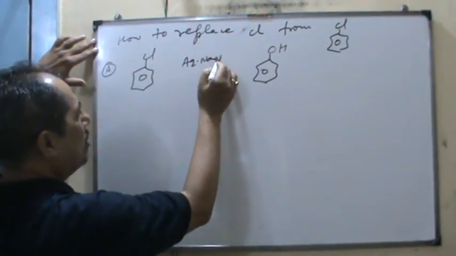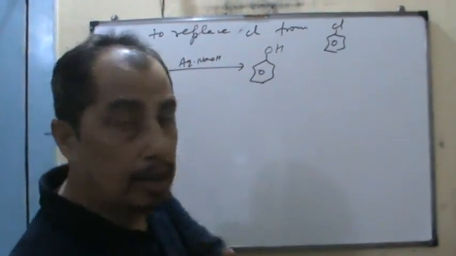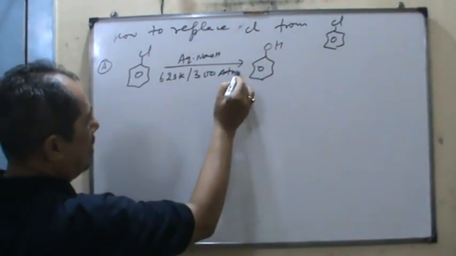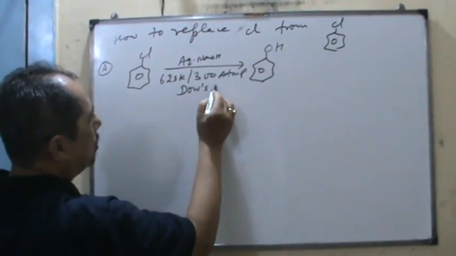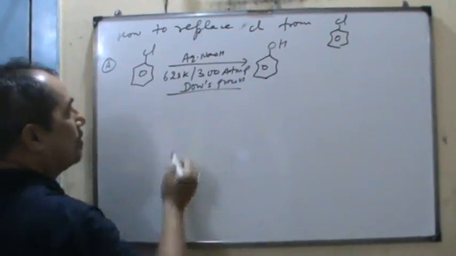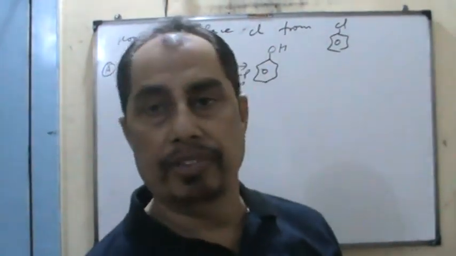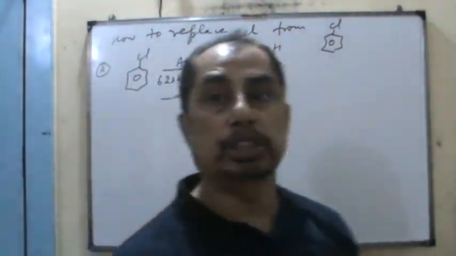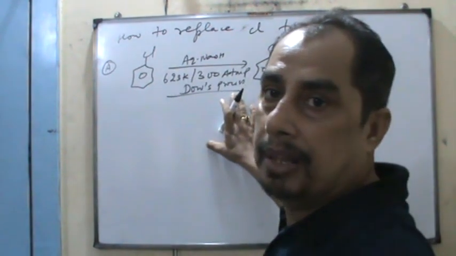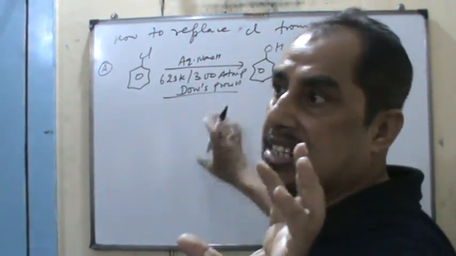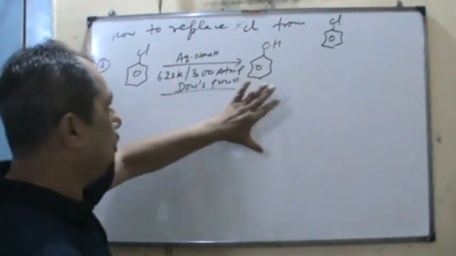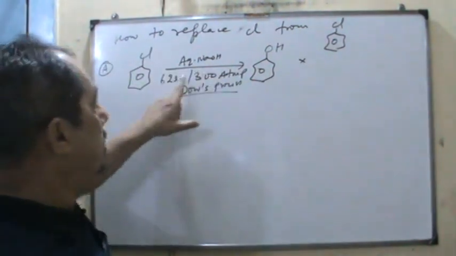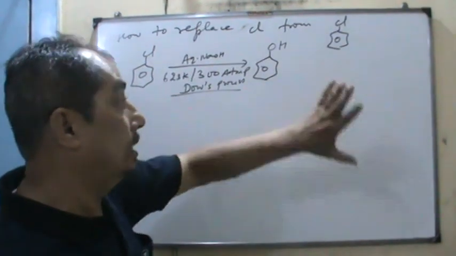on treatment with aqueous NaOH or KOH. The reaction is possible, but under certain conditions, 623 Kelvin and 300 atmospheric pressure, which was given by Dow, so it is known as the Dow process. In the next unit, we'll discuss how to prepare phenol from chlorobenzene. Unless you provide these conditions, 623 Kelvin and 300 atmospheric pressure, the reaction is not feasible. Therefore, you have to apply experimental conditions which are relatively uncommon. But then phenol is formed. Otherwise, if you don't write this condition and you write this answer, your answer will be incorrect. But if you provide these conditions, then your answer is correct.